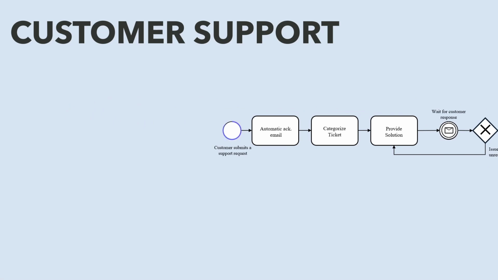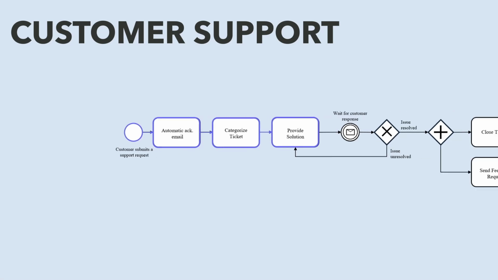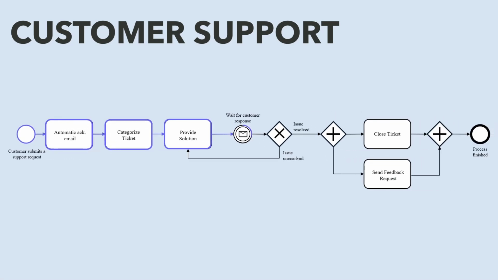First, the start event signals the beginning of the process. As noted in a label, this starts with the customer submitting a support request. Next, an activity is executed to automatically send an acknowledgement email. Moving on, the ticket is categorized, and finally a possible solution is provided. After this, the process awaits a customer response.